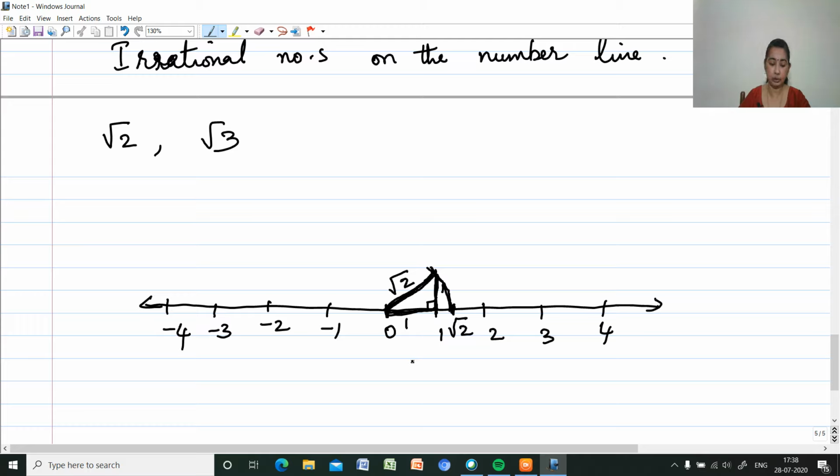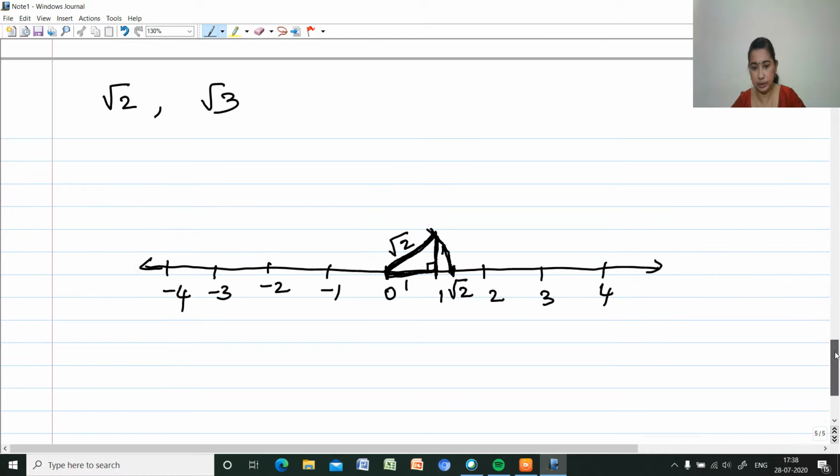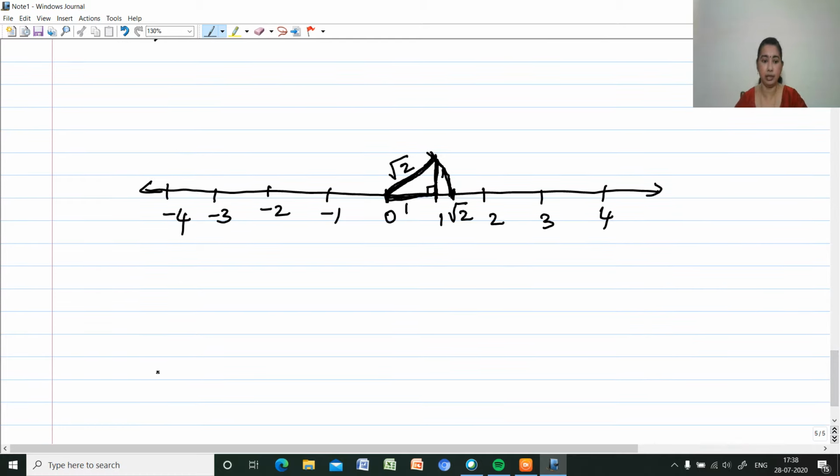Next is how to mark root 3 on the number line. We will do it in a separate figure, otherwise it will be confusing for you. So again I am drawing the number line here.